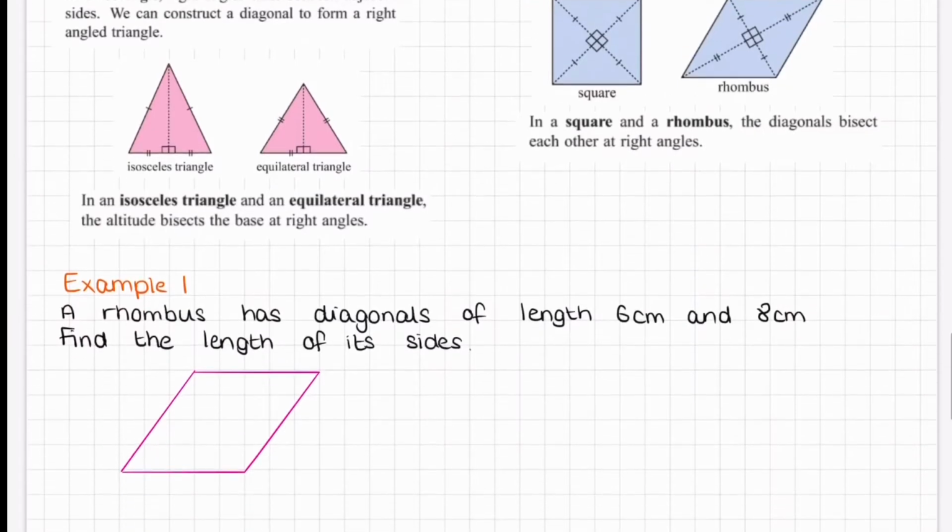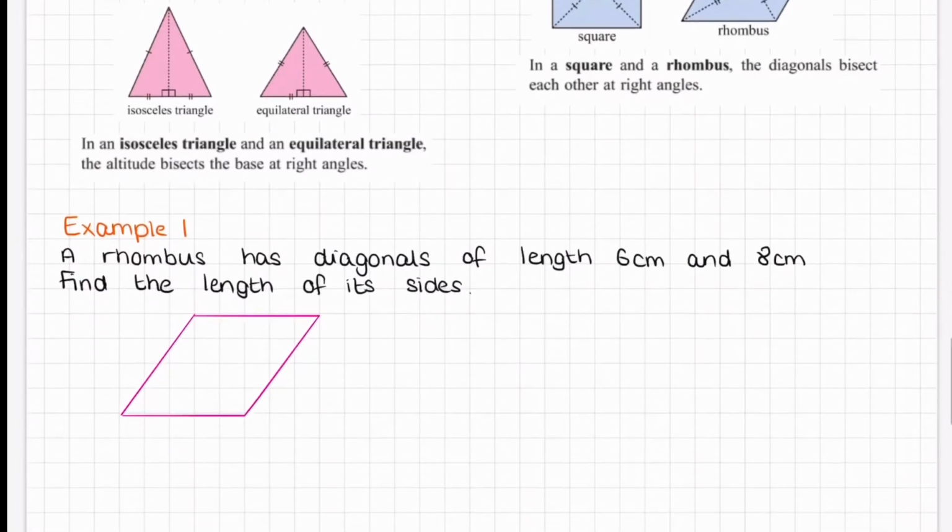So first example, we have a rhombus that has diagonals of length 6 centimeters and 8 centimeters. Find the length of its sides. So remember, in a rhombus, all sides are the same length. It's like a square, but just on a slant. And it tells us here that it has diagonals of length 6 centimeters and 8 centimeters. So its diagonals just go straight through the middle, there and there. And obviously the longest one is 8 centimeters and the shortest one is 6 centimeters.